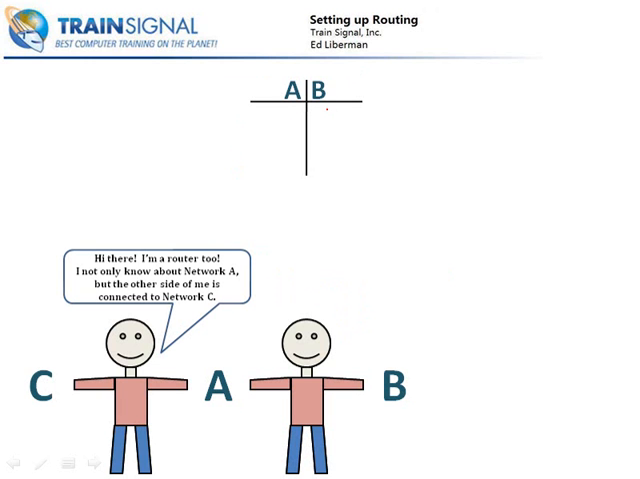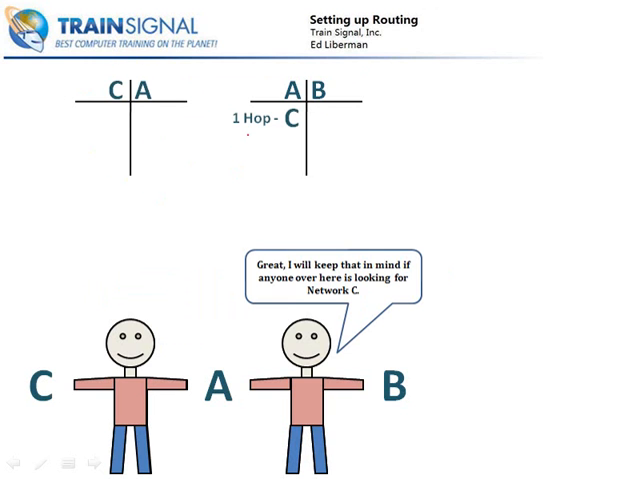Hi there, I'm a router too. I not only know about network A, but on the other side of me I'm connected to network C. And again, here's a routing table for this router. Great, I'll keep that in mind if anyone over here is looking for network C. And then you'll see that this router has added an entry to its routing table which says that network C can be reached via network A, and it'll be one hop to one other router.